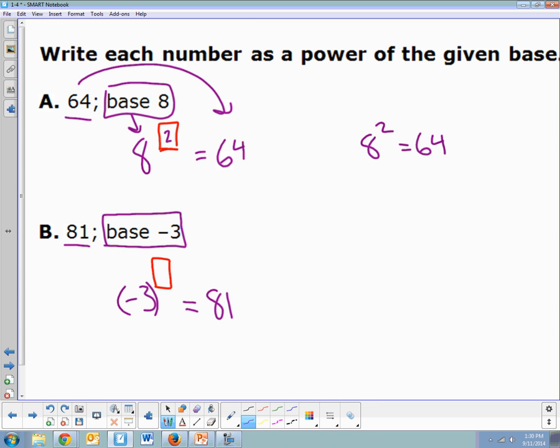Times negative 3 again, positive 81. So the solution is going to be negative 3 to the 4th. And you can work that out on your own to make sure that I did it right. But negative 3 times negative 3, positive 9, times negative 3 is negative 27, times negative 3 a 4th time, positive 81. I believe that's what we have for that.